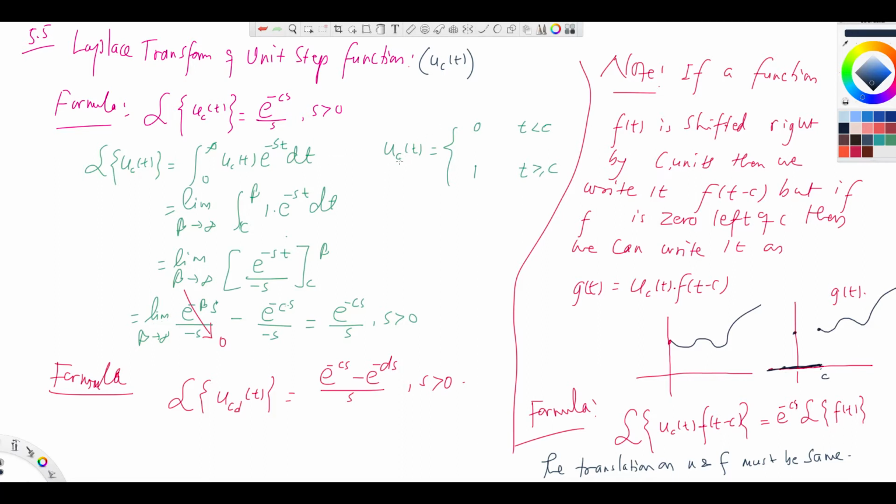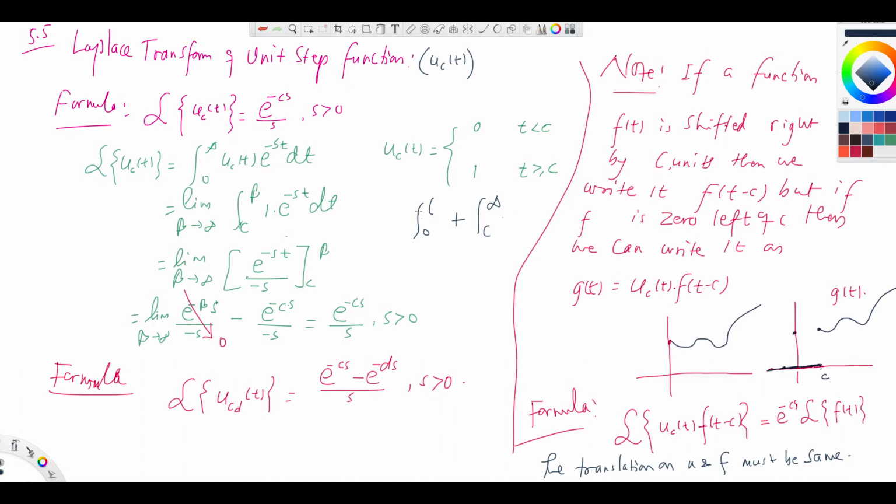What is the formula for u_c(t)? u_c(t) is defined as 0 for t less than c and 1 for t greater than c, right? So what you can do is break this integral into two integrals: 0 to c, plus c to infinity. Both of them have u_c(t) times e to the negative st.